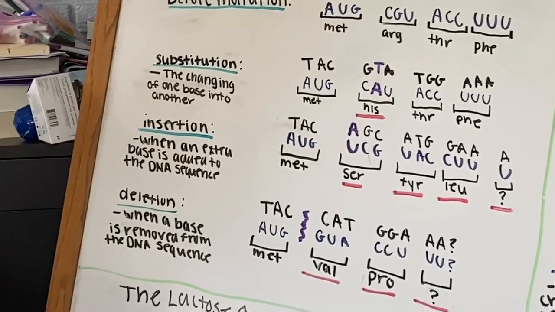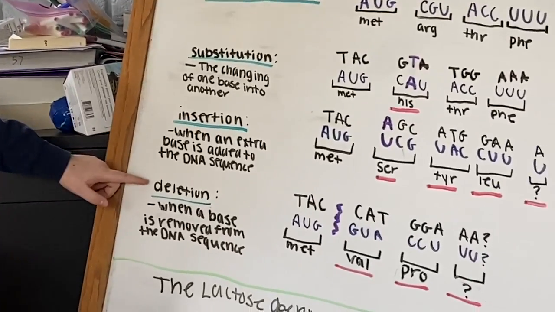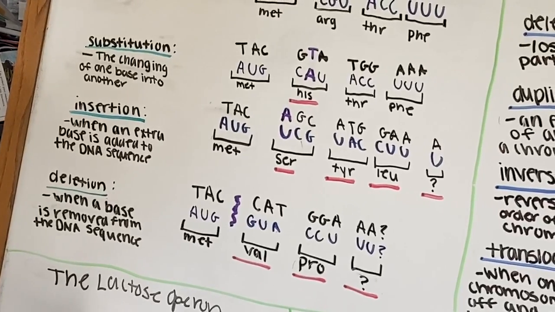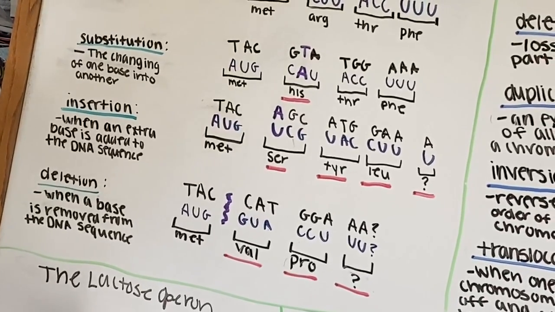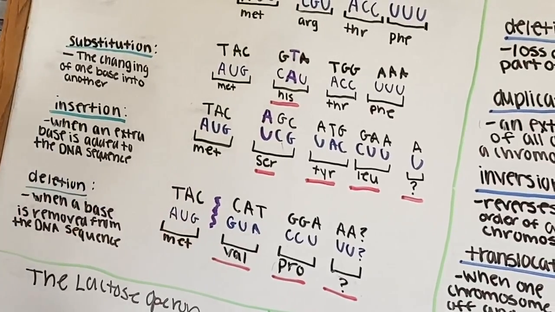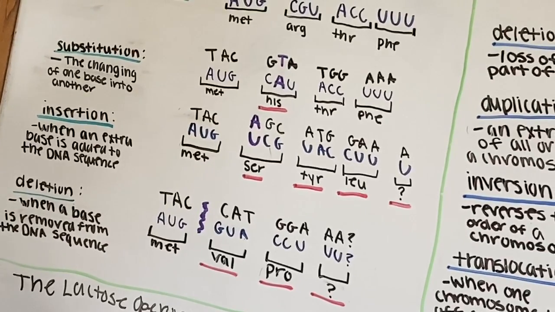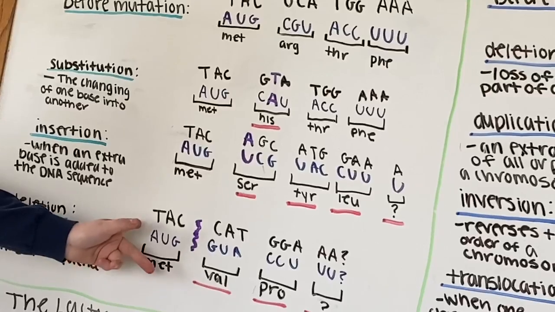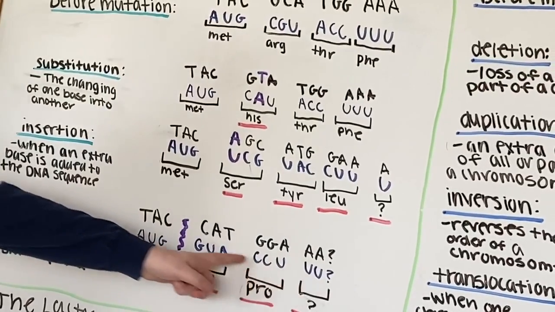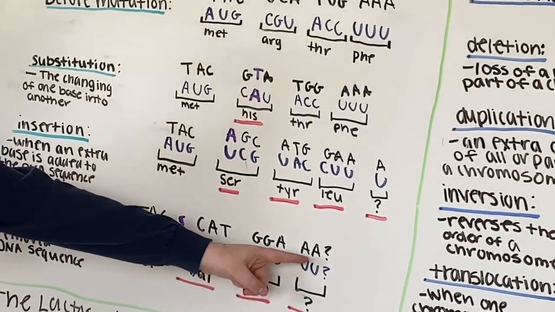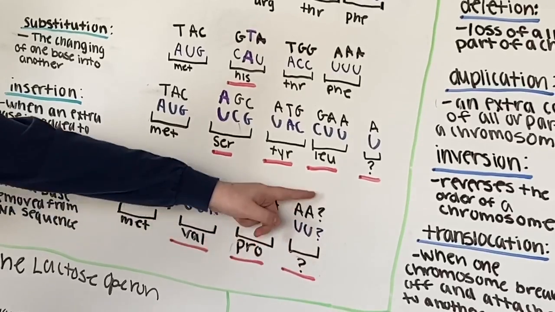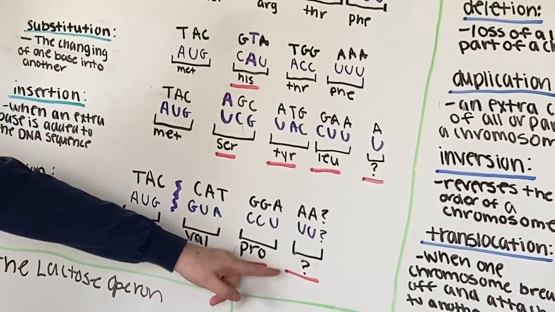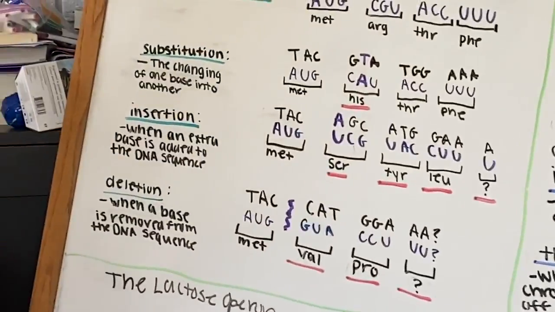And the third kind is deletion, which is when a base is removed from the DNA sequence. So this squiggle line represents the base G, which is paired with C, that was removed, so it threw off the genetic sequence. So there is no base for this part, which throws off the amino acids, and this one you don't even have an amino acid.